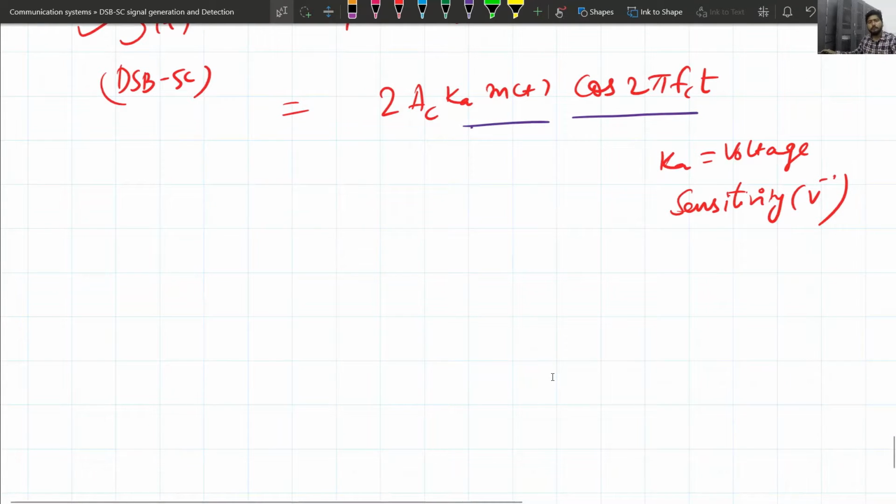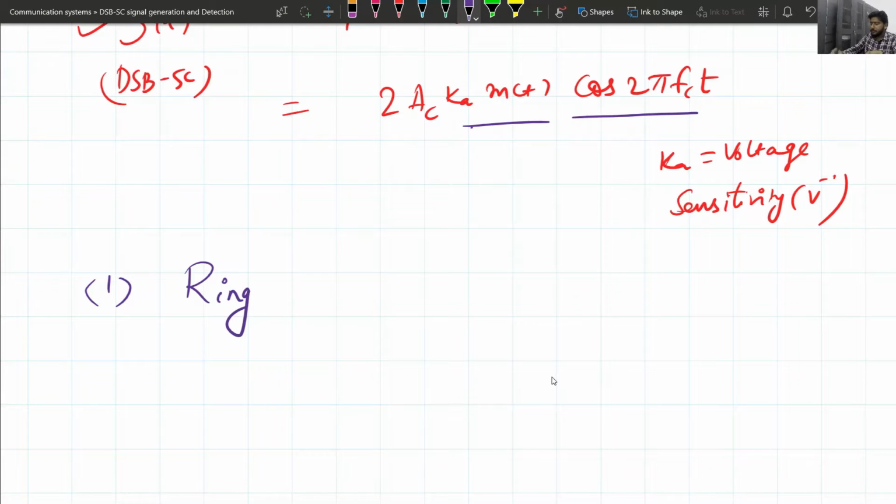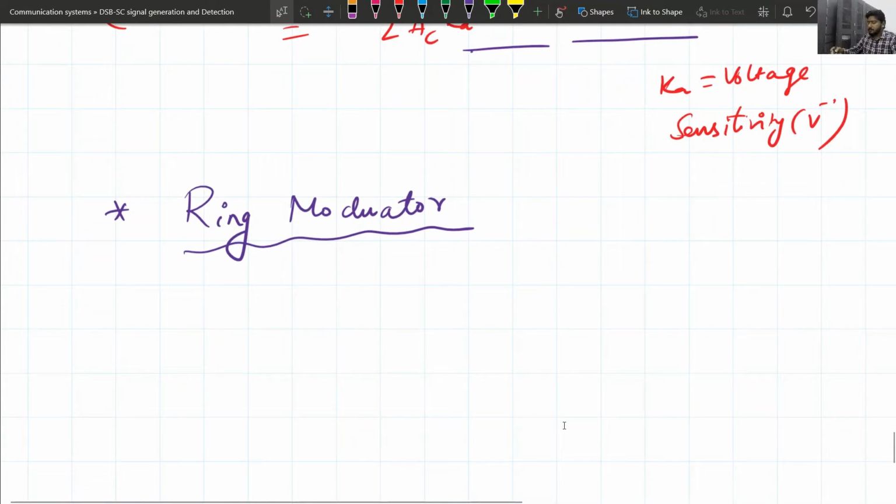One method to implement the balance modulation technique is known as a ring modulator. The concept of the ring modulator is based on the switching characteristic of a diode.